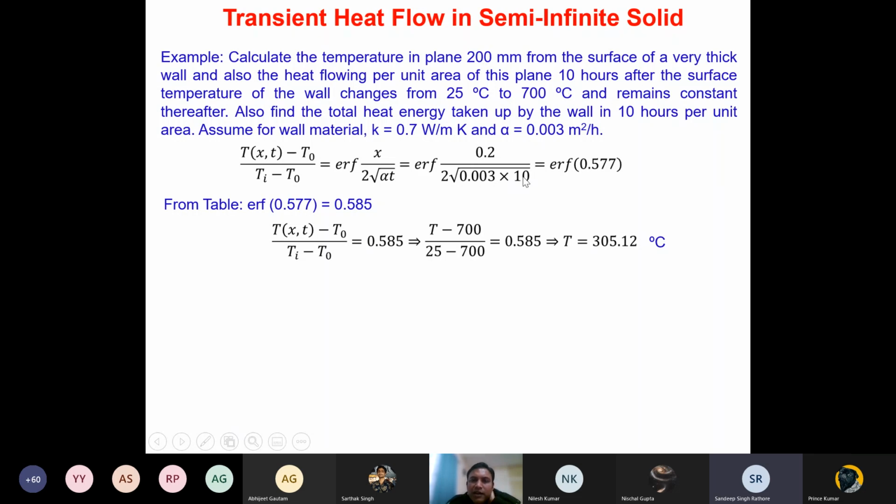So here we are directly multiplying by 10 because this diffusivity is given in meter square per hour. So that gets cancelled out. Okay, so it doesn't matter.